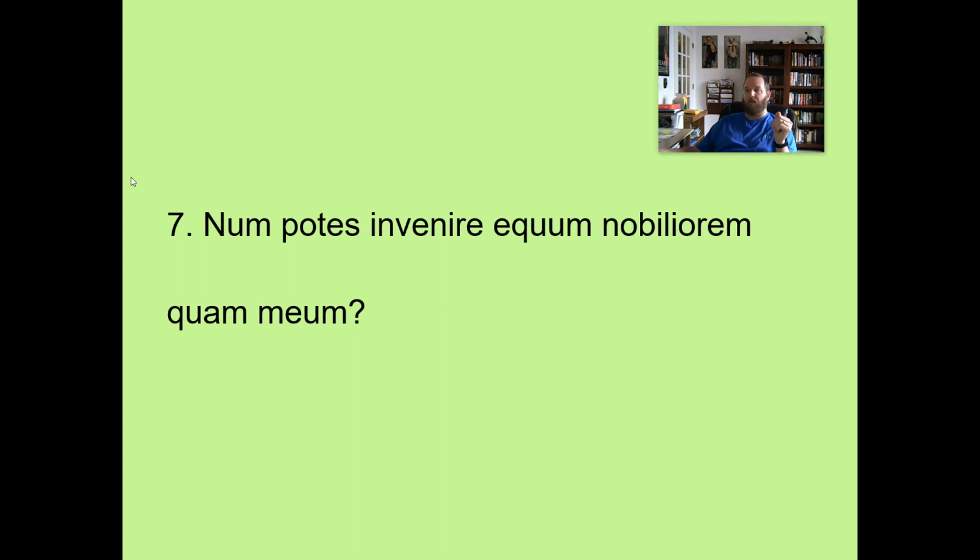All right, number 7, num potes invenire equum nobiliorem quam meum. Now, what does num mean at the beginning of the sentence? It means that it's a question that expects a no answer. So we have to translate like that, right? So you aren't able to find a horse more noble than mine, are you?